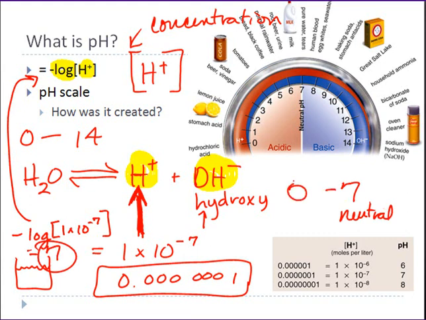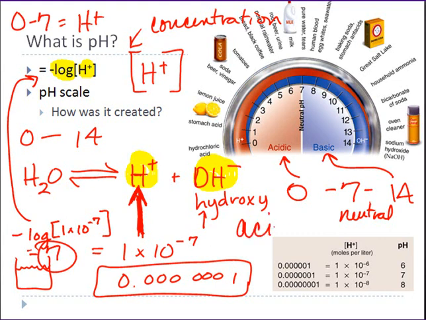Anything below 7 down to 0 is acidic. Anything above 7 up to 14 is basic, okay? What this means is anywhere from 0 to 7 is acidic. That means you have a lot of hydrogen ions present. Anywhere from 7 to 14 is fewer hydrogen ions, okay? So acid means it has hydrogen ions present. Sorry, I've made kind of a mess on this screen, haven't I? Okay. So that's how the pH scale was created.